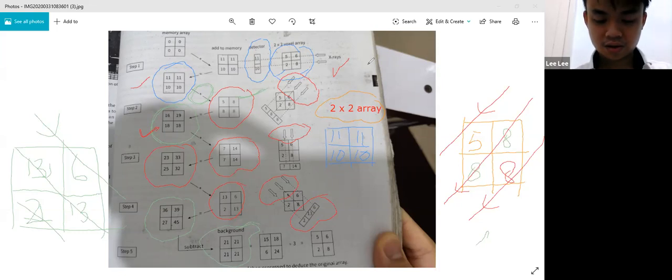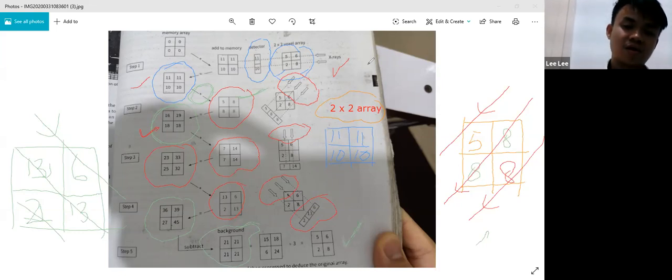Any question until here? Then you subtract the background, then you get the result, you divide by 3. So this one is your initial reading. That's how the CT scan gets the reading of our body image.